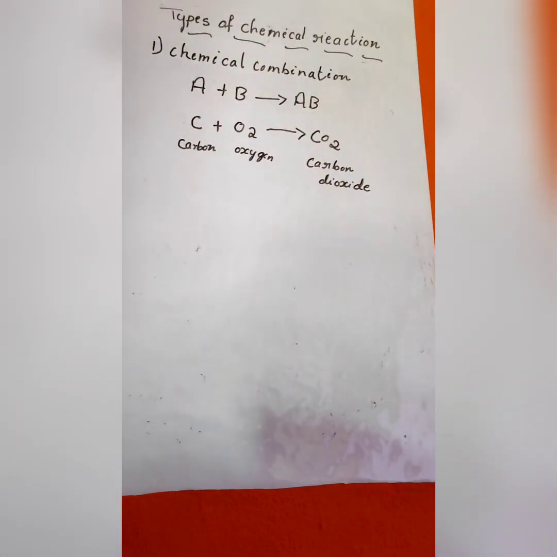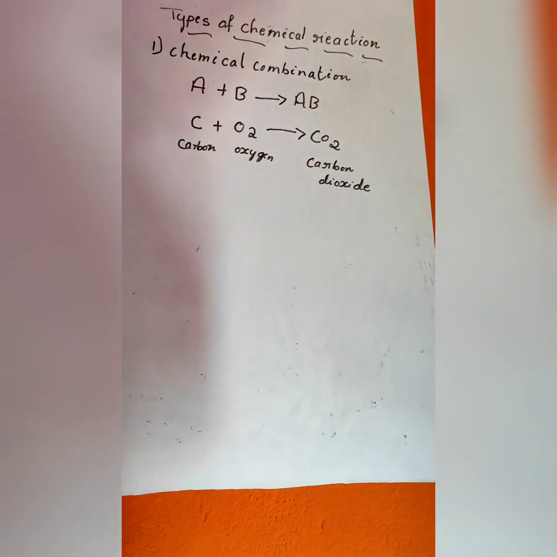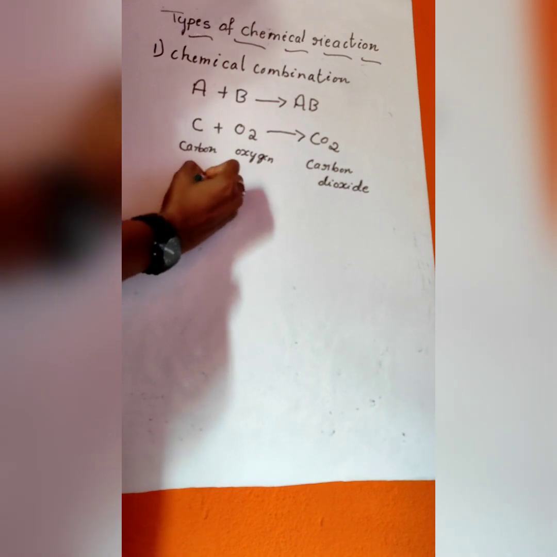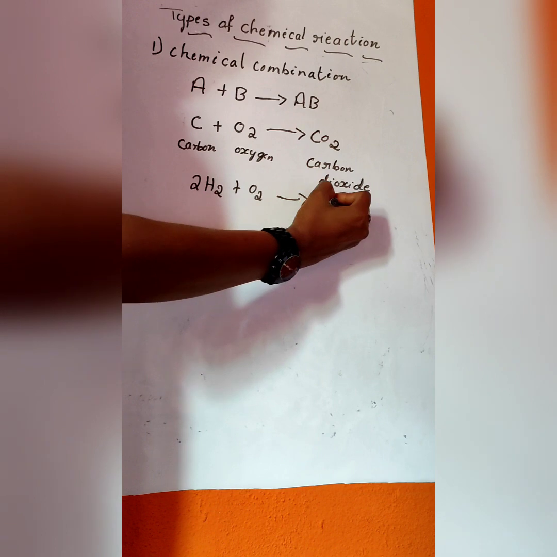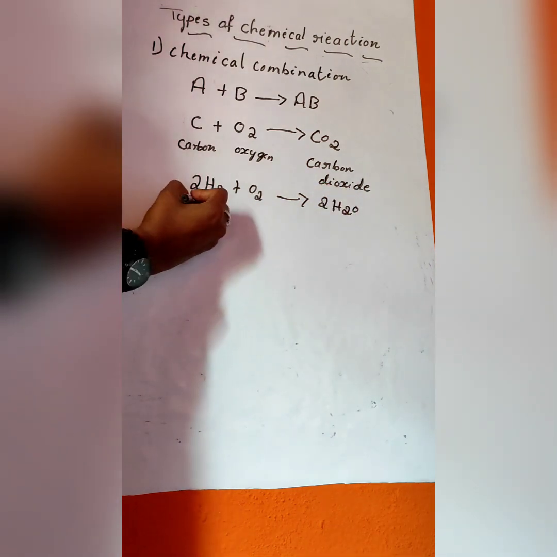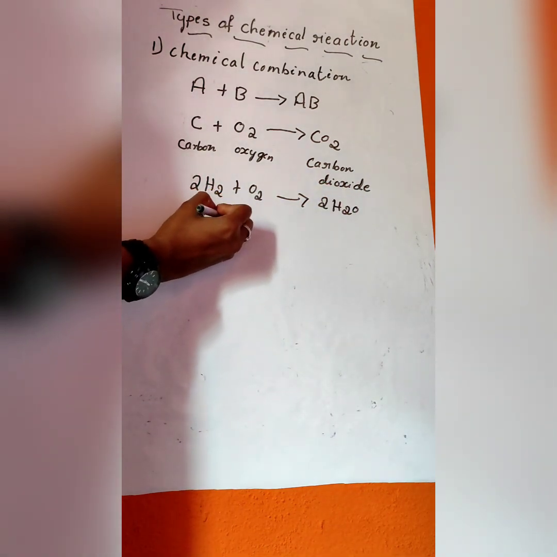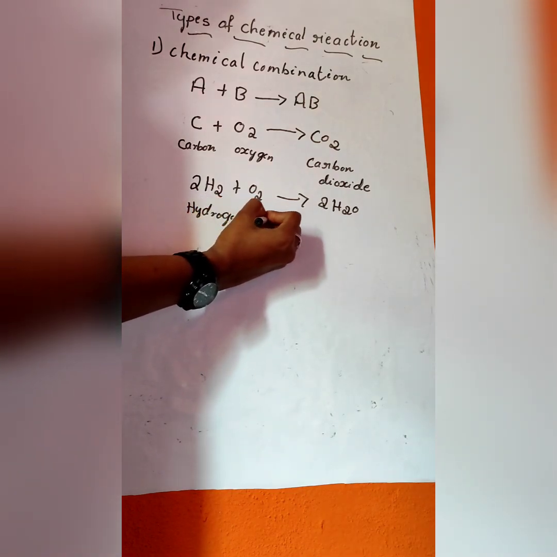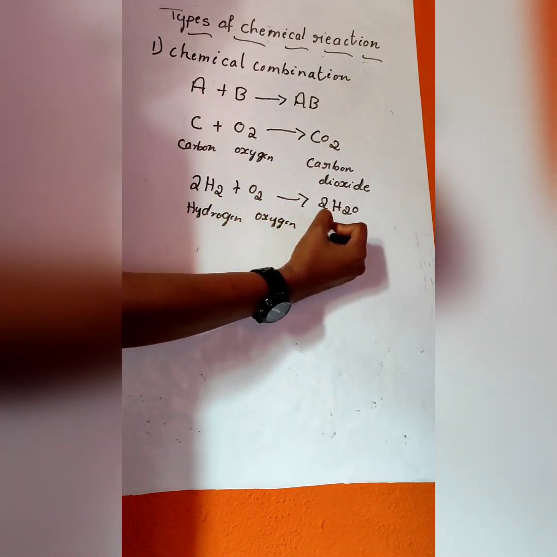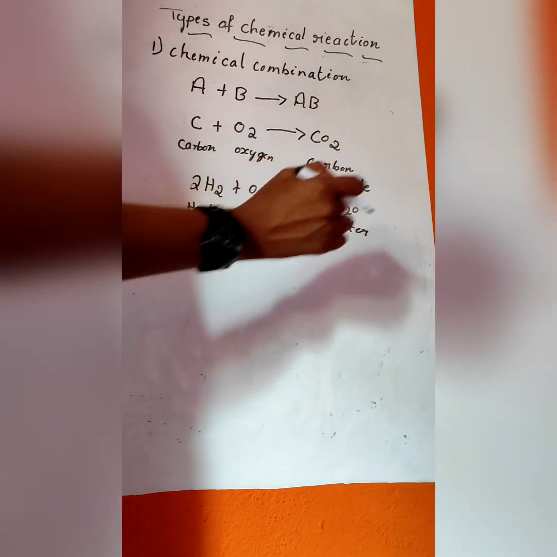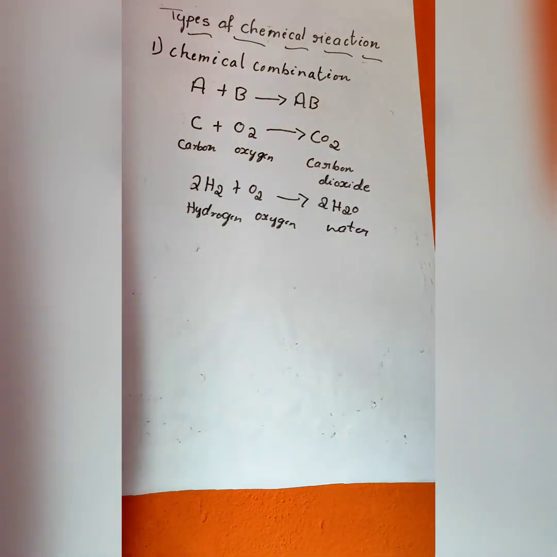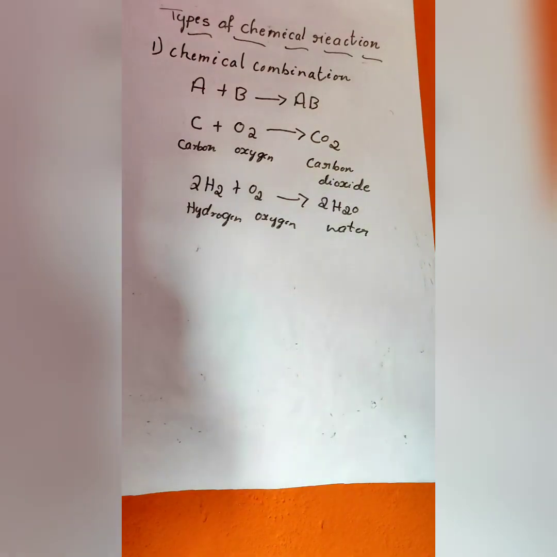Next example: hydrogen combining with oxygen forming water. So two molecules of hydrogen combining with one molecule of oxygen forming two molecules of water. So combination means two elements combining forming the new compound, that is called a combination reaction.